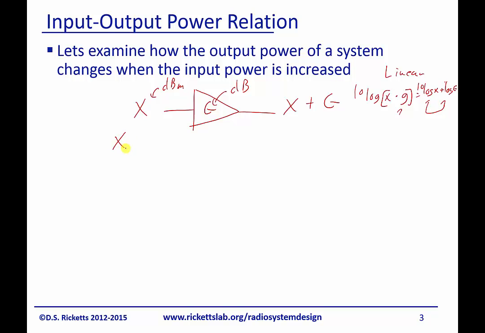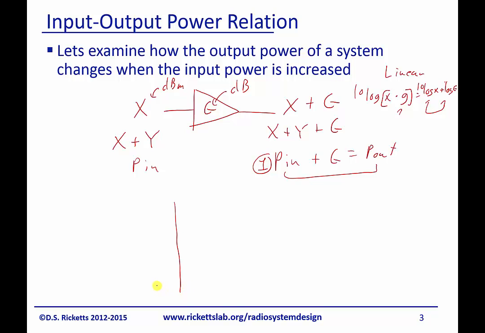So now if I come in with X plus Y, what's the output going to be? Well, it's simply going to be X plus Y plus G. And what we notice is that the output power of the amplifier is P in plus G. Okay? So you can see that there's a linear relationship between P in and P out. And most notably, the prefactor here is simply 1.